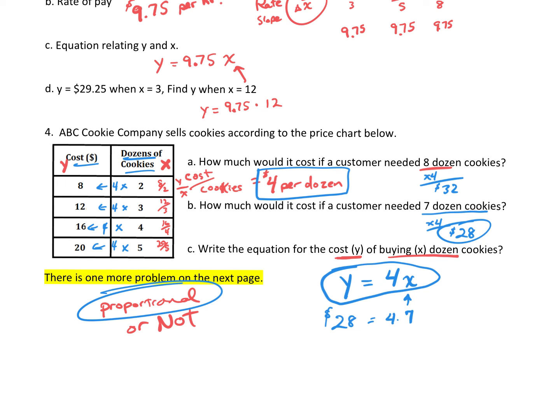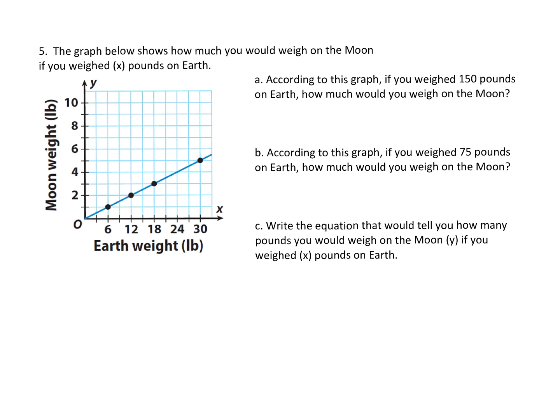What's next? Oh, last problem. The graph below shows how much you would weigh on the moon if you weighed x pounds on the Earth. According to this graph, if you weighed 150 pounds on the Earth, how much would you weigh on the moon?